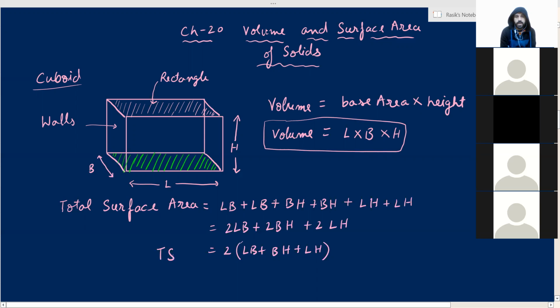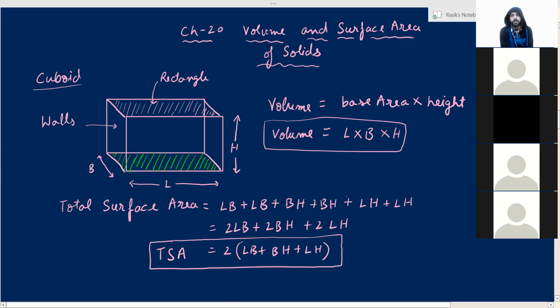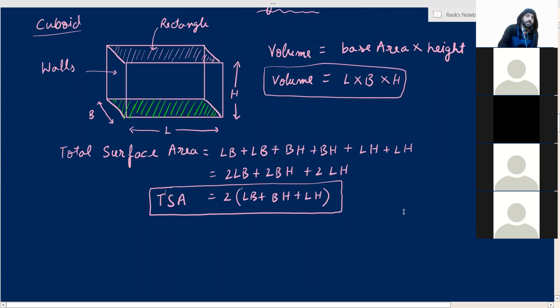This is known as TSA, short form. Total surface area. The short form of total surface area is TSA. Got it, all of you? This is the formula of total surface area of a cuboid. Yes, sir. Now, the lateral surface area. Lateral surface area, the meaning is area of the walls, only of the walls. This is known as lateral surface area. One more thing is there. Surface area is of two types.